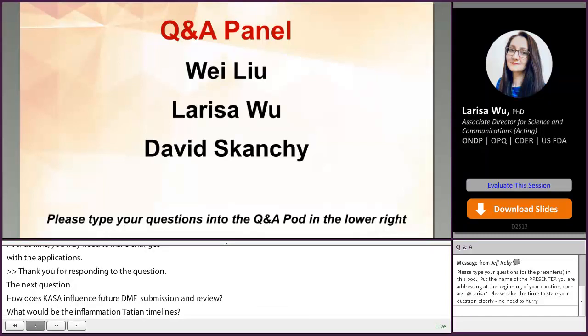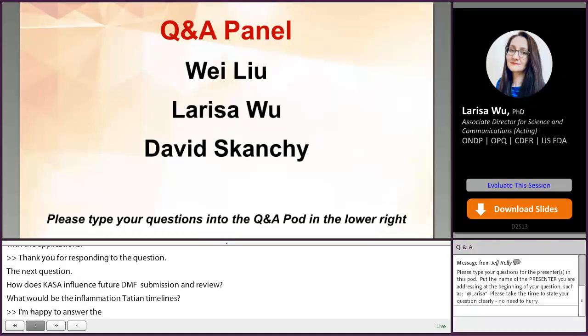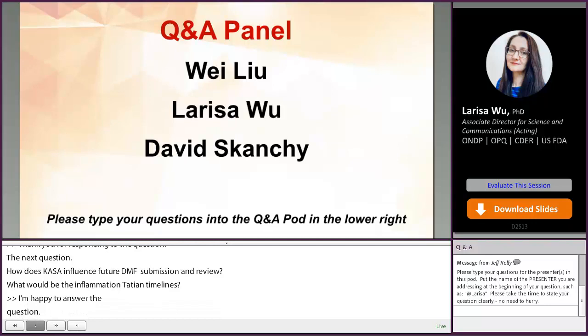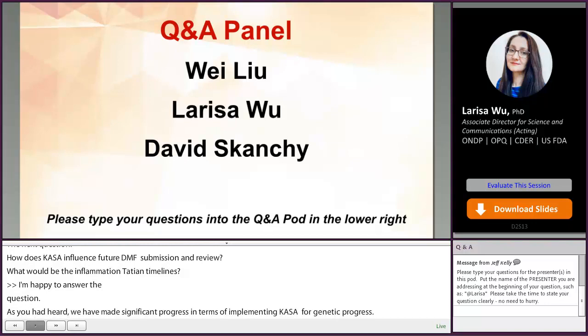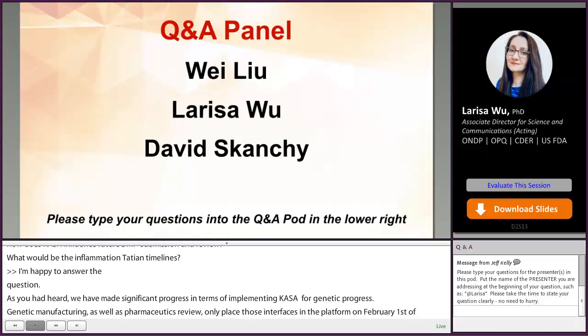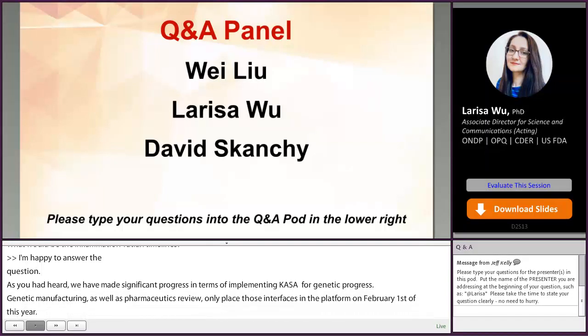significant progress in terms of implementing CASA for review of generic drug products, generic ANDA manufacturing review, as well as biopharmaceutics review, when we placed those interfaces in the CDER IT platform on February 1st of this year. And for CASA for drug substance, I mentioned we already have a prototype in place that we developed and are currently testing. I don't think I mentioned during my presentation, but I would like to acknowledge all those who worked on developing and testing this prototype.